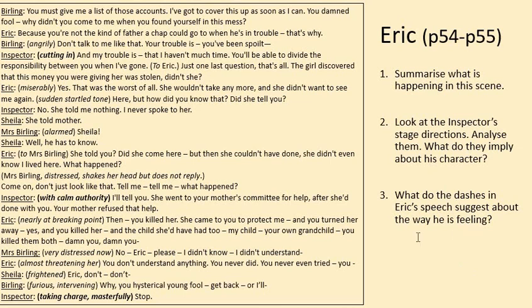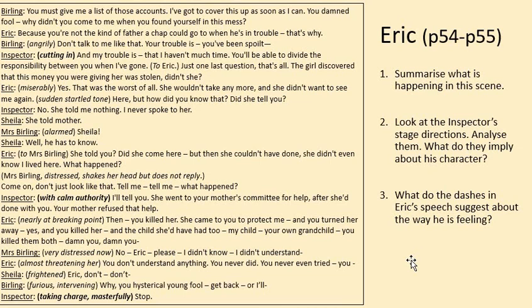And finally, what do the dashes in Eric's speech suggest about the way he is feeling? So we're looking particularly here. You've got all these dashes, and for us it shows Eric is most emotional. He's not said a huge amount really. He was quite calm and ashamed when he was recounting his involvement with the inspector.